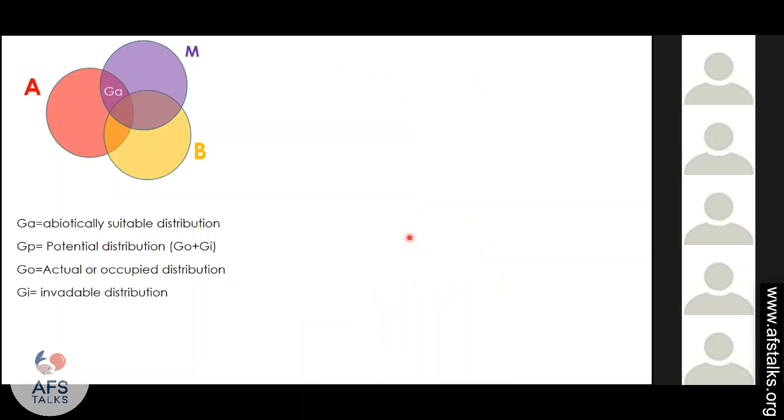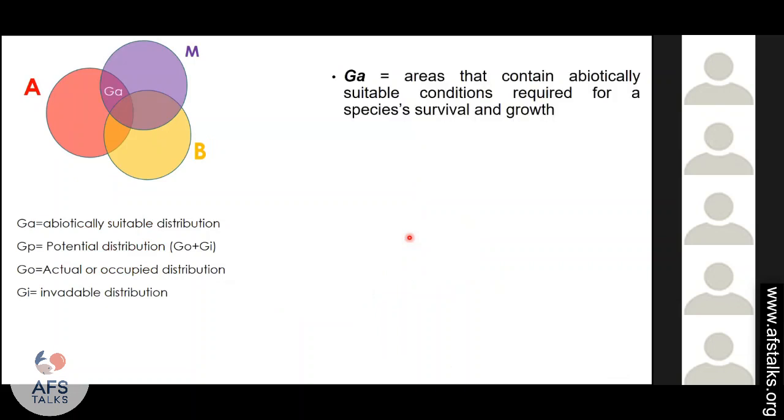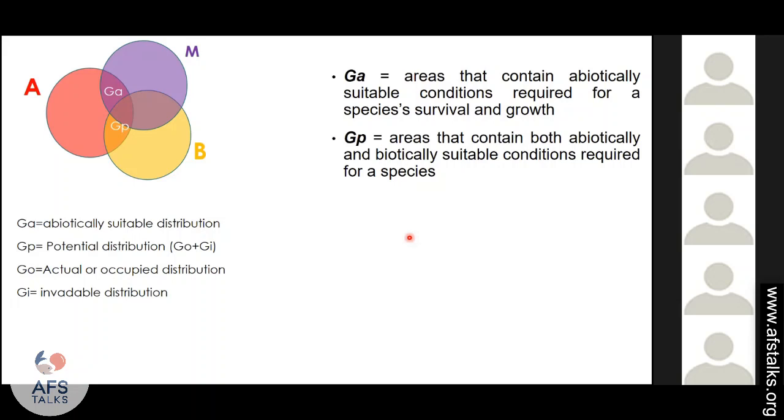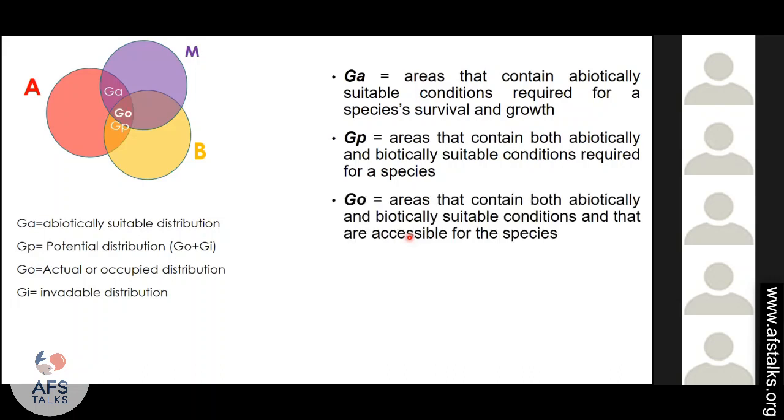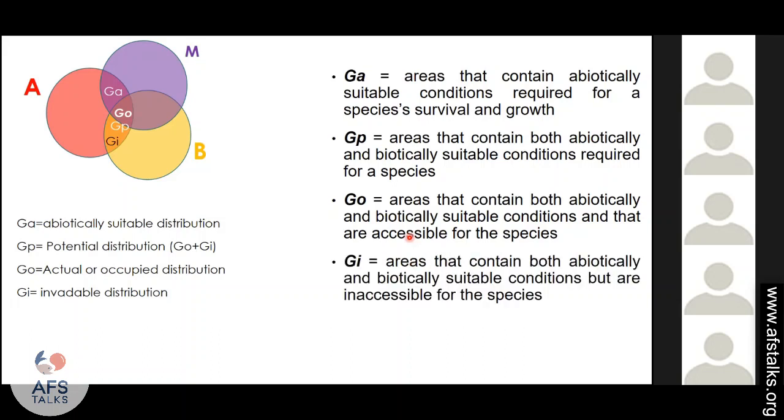What is GA? GA is the area containing abiotically suitable conditions required for a species' survival and growth. GP, the potential distribution, is the sum of GO and GI. GO, which we already saw, is the point of intersection, the area that contains both abiotically and biotically suitable conditions and is accessible to the species, because the M domain is also there. And GI is an invadable area that is both abiotically and biotically suitable but inaccessible for the species. While considering a species for a species distribution model, we should be aware of these concepts.